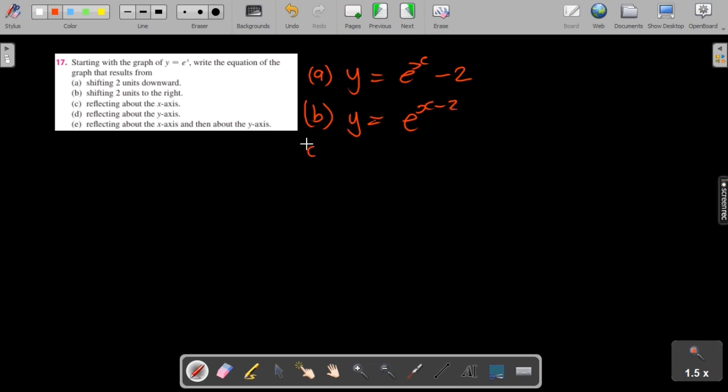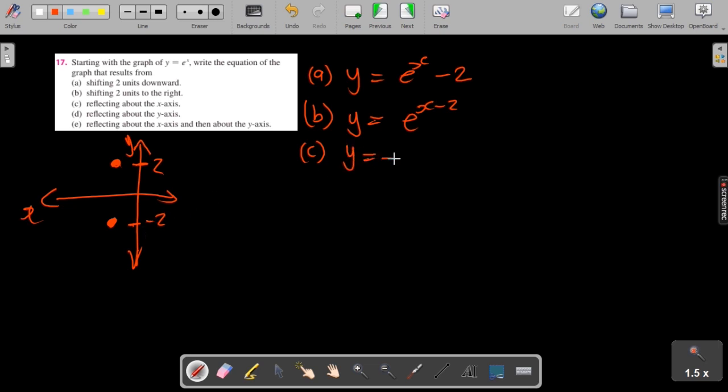The next, we're asked to reflect about the x-axis. Remember, if you reflect about the x-axis, imagine that this is the y and this is the x. If you reflect this dot to that point, you've essentially negated the y value. So that's what you're going to do. So when you negate the y, you're going to have negative e to the power x. So that's how we negate all of the y's.